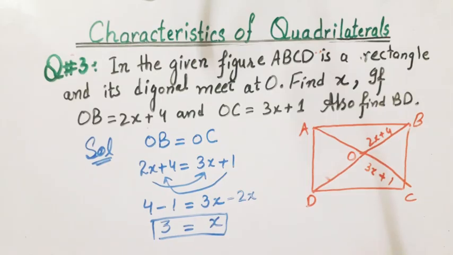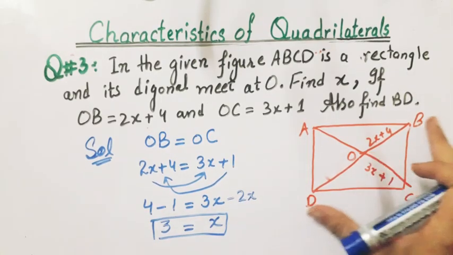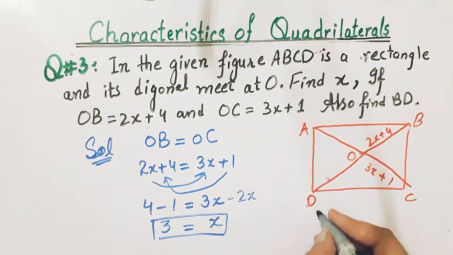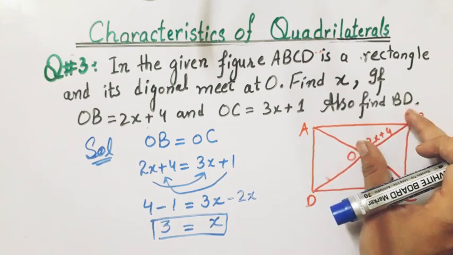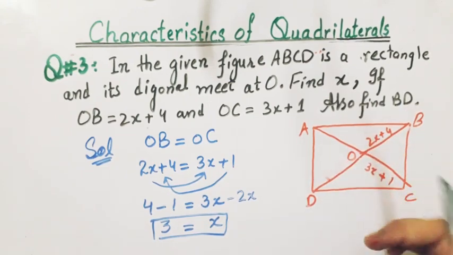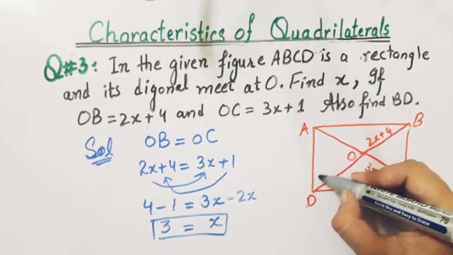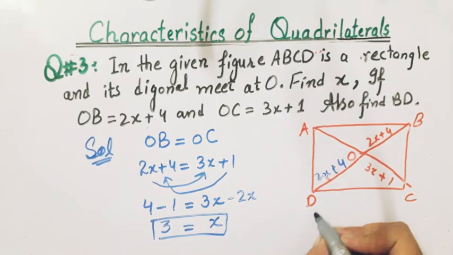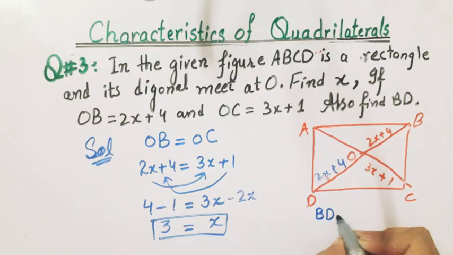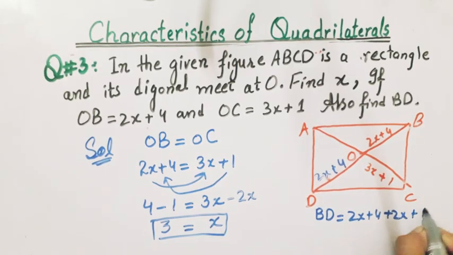Now you have to find also the value of BD, the whole value. So BD, you can see the whole length is basically, this is the half. Half is 2X plus 4, so this will also be 2X plus 4. Because this is a rectangle, BD equals 2X plus 4 plus 2X plus 4. And now it will become 2X plus 2X is 4X and 4 plus 4 is 8.